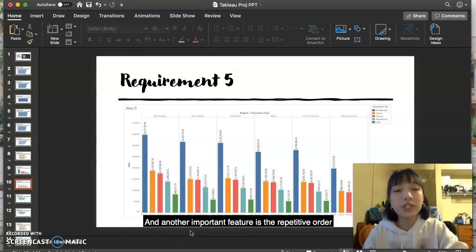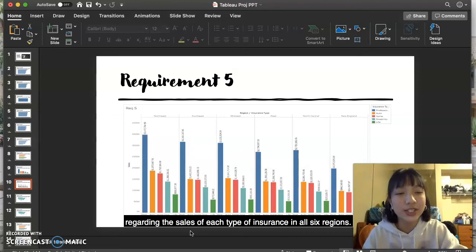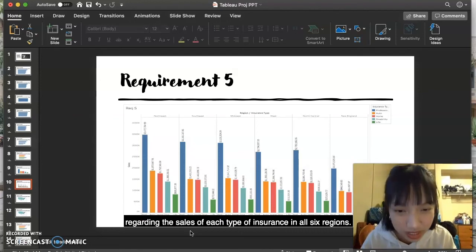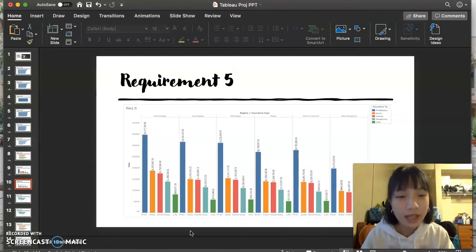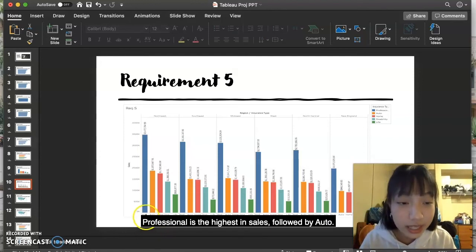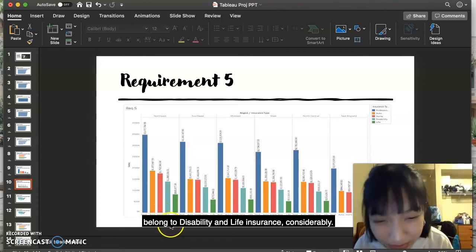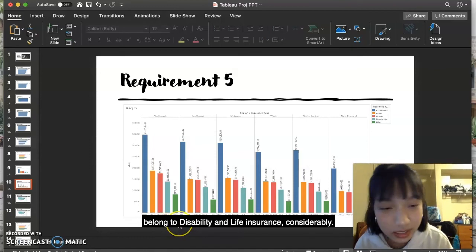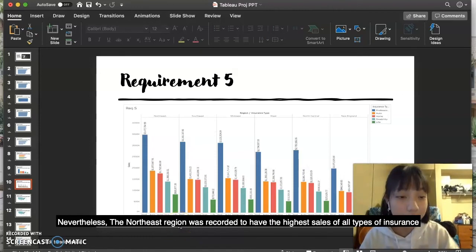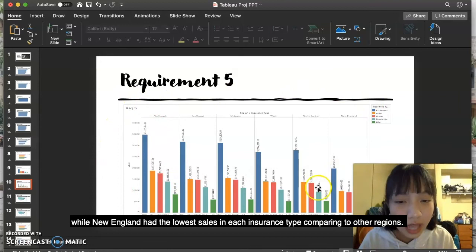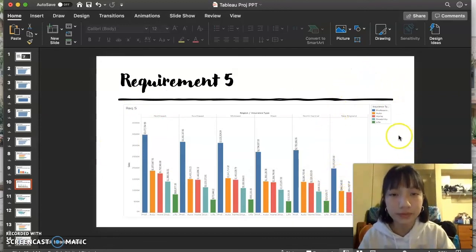Another important feature is the repetitive order of sales for each type of insurance in all 6 regions. Professional is the highest in sales, followed by auto. In third place is home insurance, and the last 2 places belong to disability and life insurance respectively. Nevertheless, the Northeast region was recorded to have the highest sales of all types of insurance, while New England had the lowest sales in each insurance type compared to other regions.